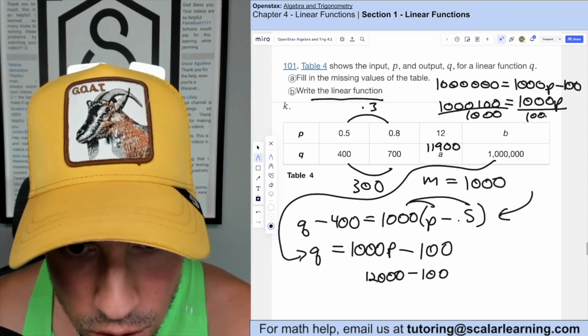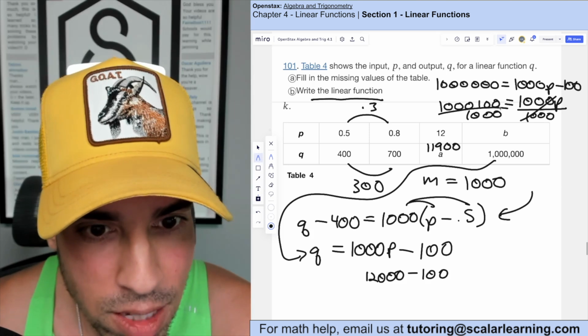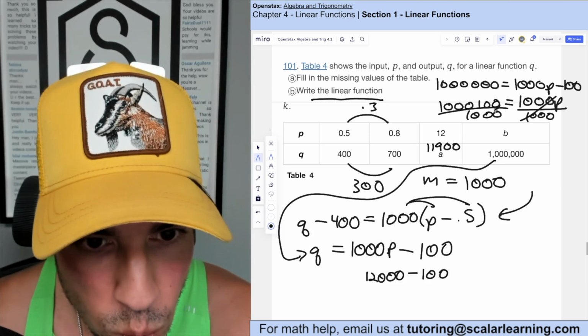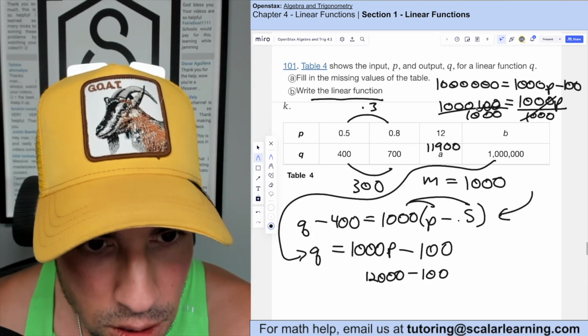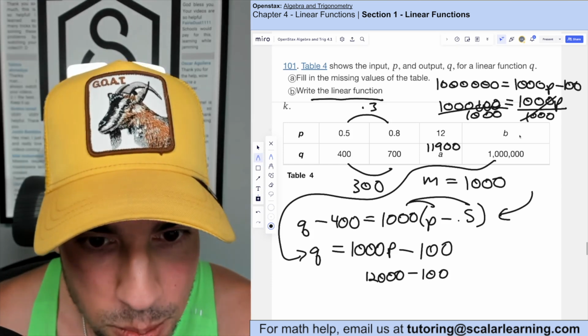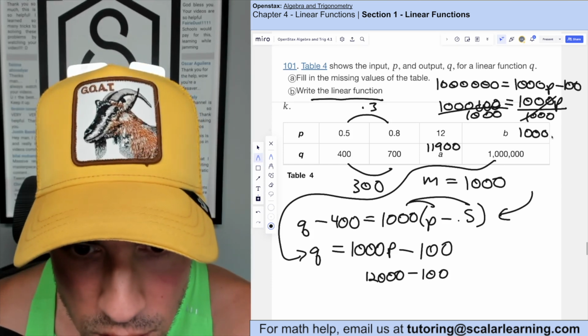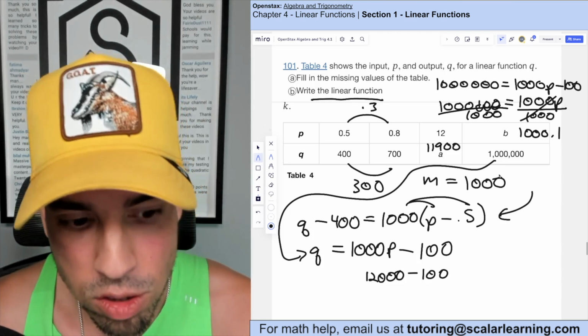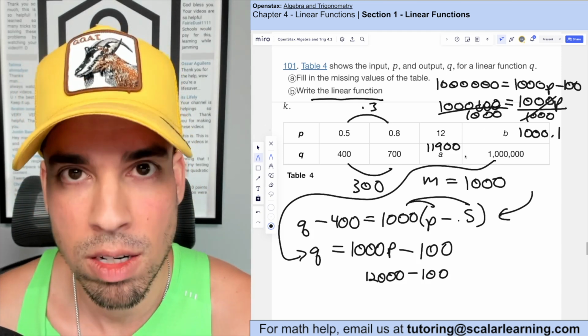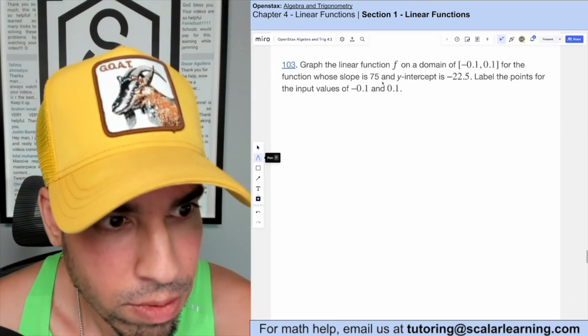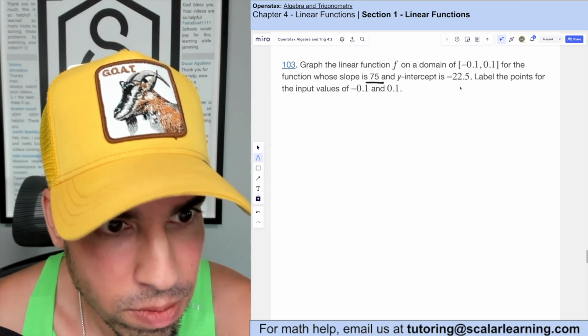Again, you can use a calculator if you want, but check this out. Dividing by 1,000, you just move the decimal over once, twice, 3 times. So my answer for B is 1,000.1. There's the winning answer. Boom, done.